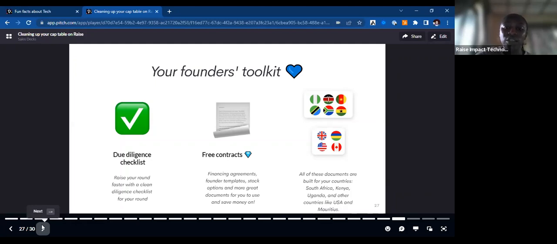And lastly, all these documents are built specifically for different countries, right? So all African countries. So if you do have your incorporation in an African country, you'll be 100% covered. If you have an incorporation outside of Africa, so for instance, if you're incorporated in the US, in Canada, or in the UK, the documents provided in the toolkit will also be applicable to you.